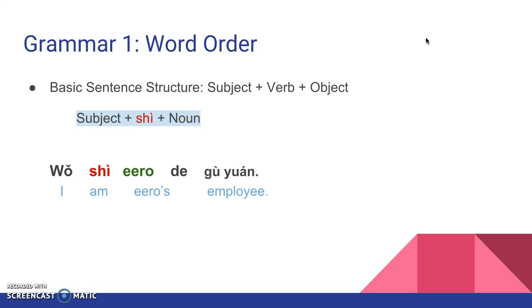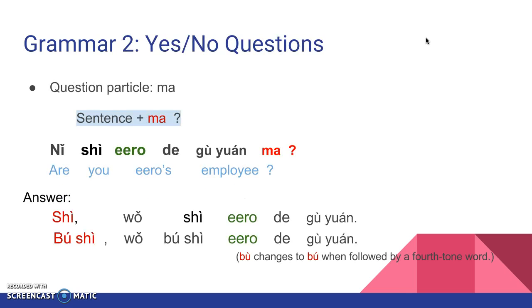You can also use this structure. 我是 ERO 的雇员。So on grammar 2, forming a question in Chinese, just simply use the particle 吗 at the end, and you can turn a statement into a yes and no question. So example here, 你是 ERO 的雇员吗? And the answer you can say, 是，我是 ERO 的雇员。Or if the answer is negative, 不是，我不是 ERO 的雇员。And notice that 不 changes to 不 when followed by a fourth tone word.